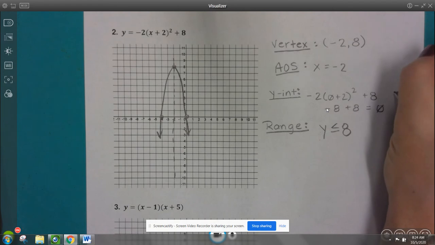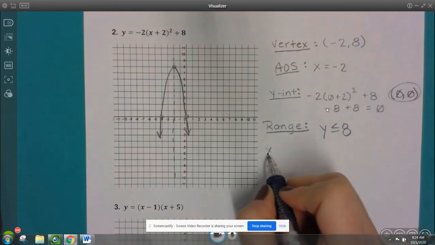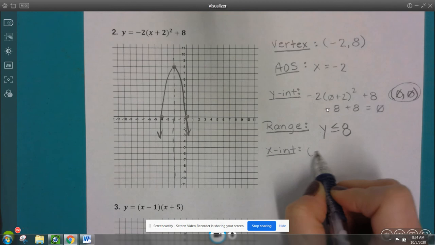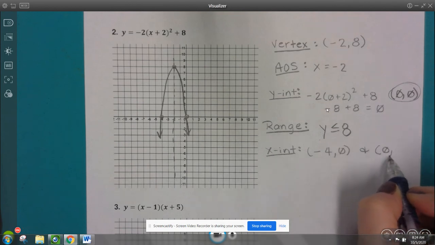So my y-intercept is 0, 0. Didn't actually write that point. Our x-intercepts are -4, 0, and 0, 0.